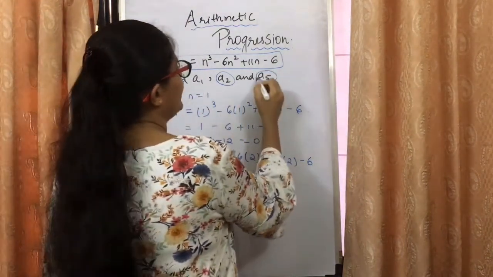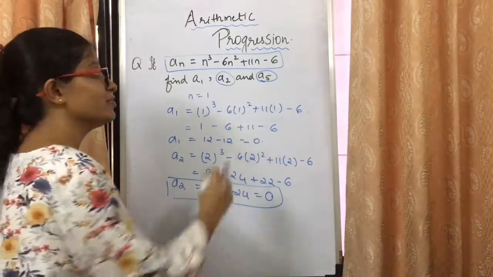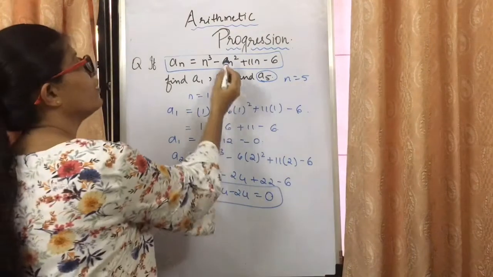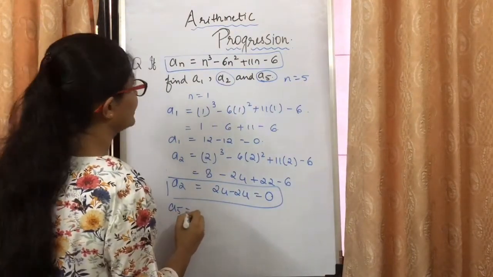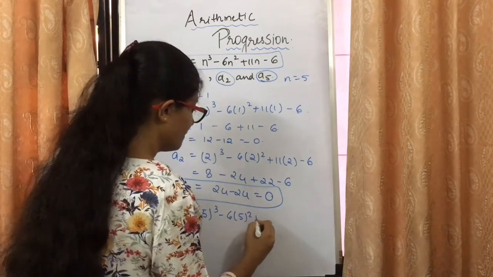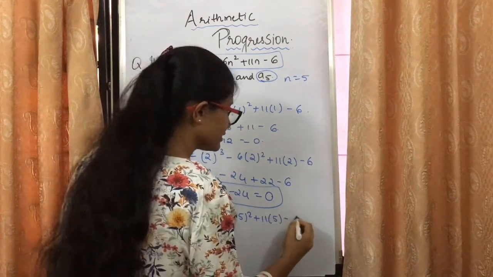So, the second term for the series is 0. Now, we need to find a5. a5 means we need to keep n is equals to 5. n को क्या रखेंगे? 5. n को 5 रखते हैं. Equation में देखते हैं क्या आता है. 5 का cube minus 6 into 5 square plus 11 into 5 minus 6.